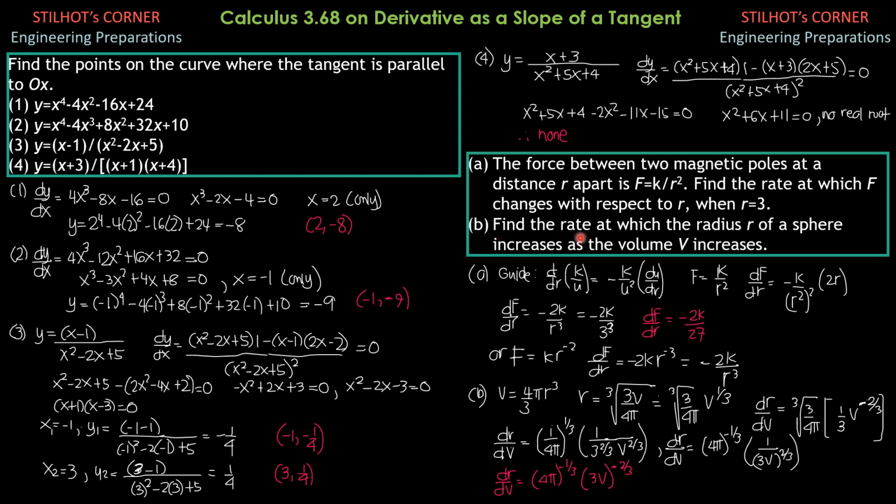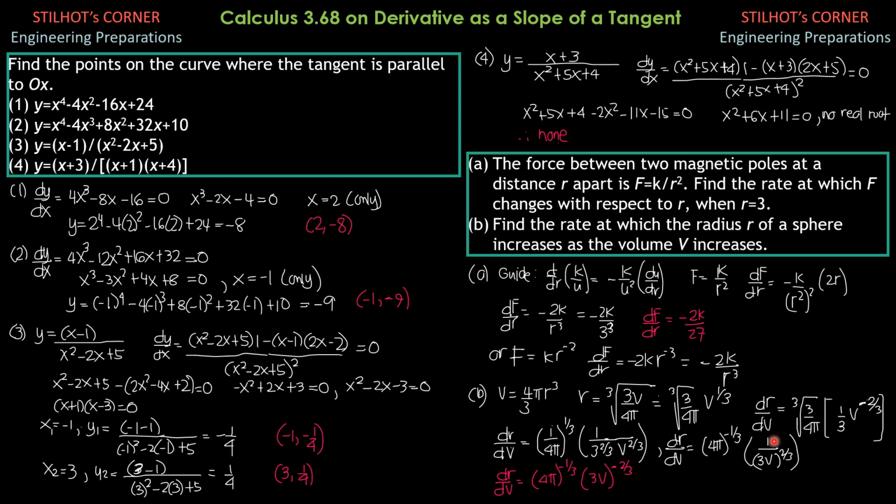Then for part B, find the rate at which the radius r of a sphere increases as the volume V increases. The volume of a sphere is 4/3 pi r cubed. If we solve for r in terms of the volume, r is the cube root of 3V over 4 pi. Then separating the constant from the variable, we have the cube root of 3 over 4 pi, then V to the 1/3, or cube root of V.